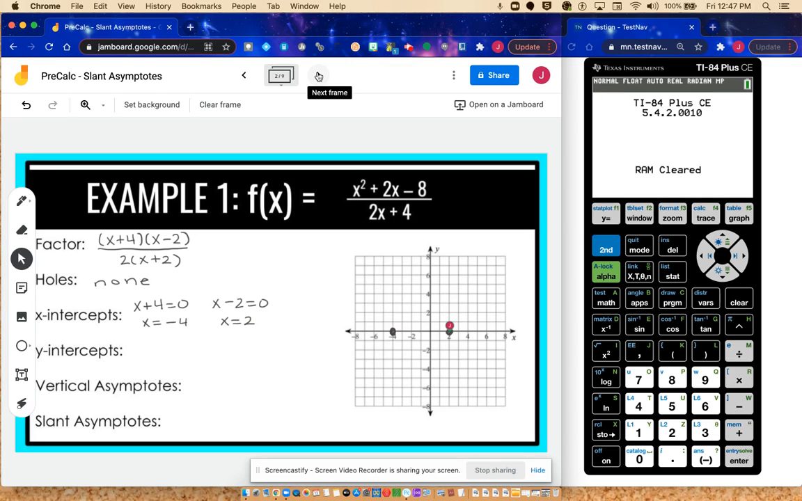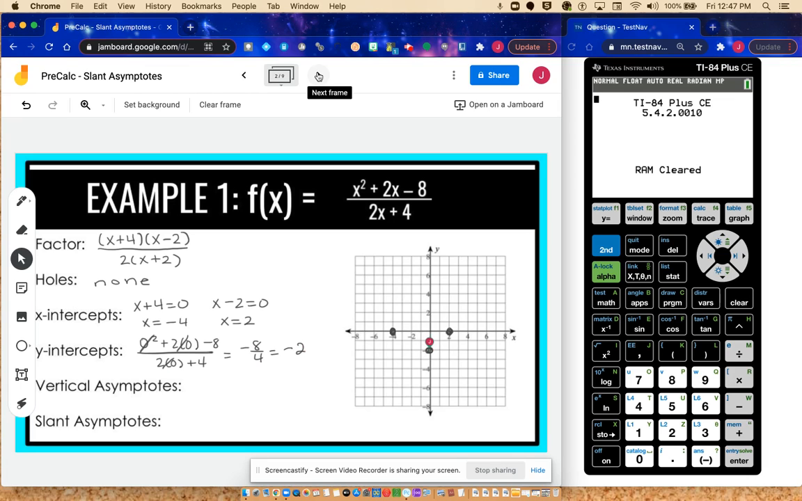Then to get our y-intercepts, we're going to plug in where x equals 0. We'll substitute that in. It doesn't matter if you want to go to the original function or to the factored form. That's 0 squared plus 2 times 0 minus 8 over 2 times 0 plus 4. And all those 0 terms cancel out. That leaves us negative 8 over 4, or negative 2.